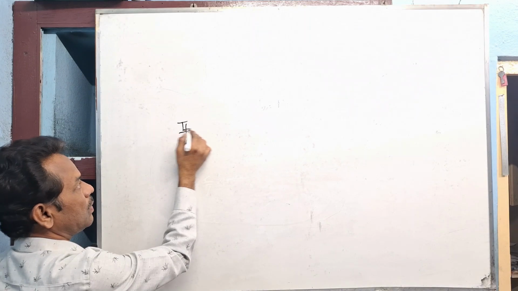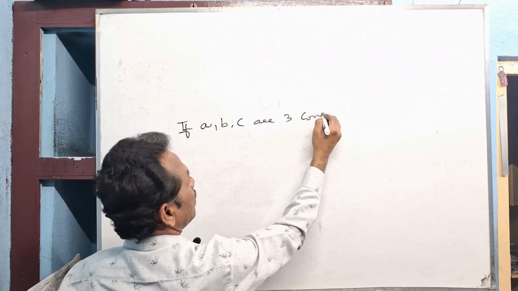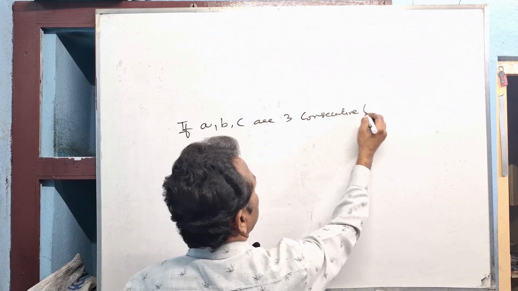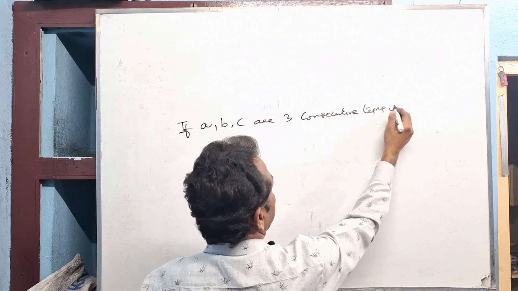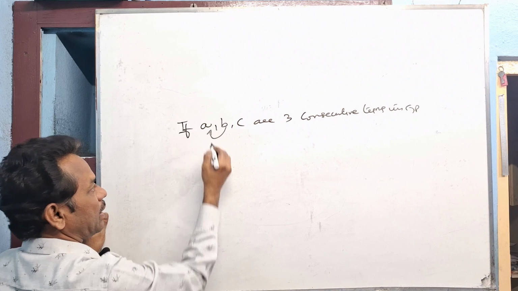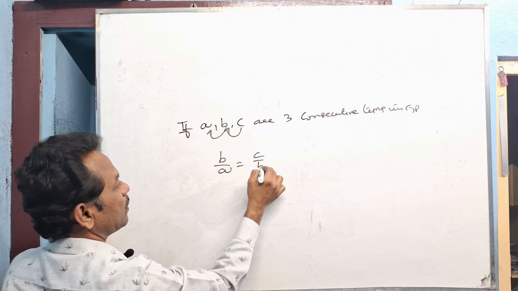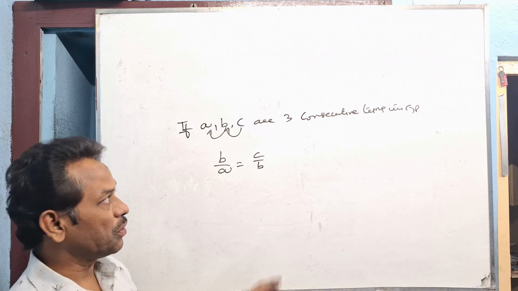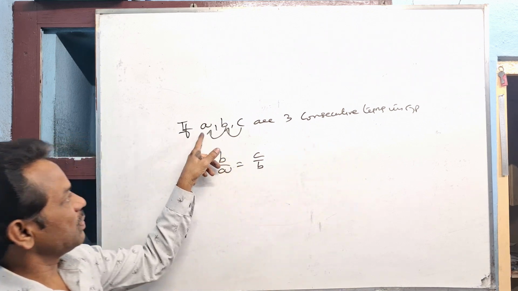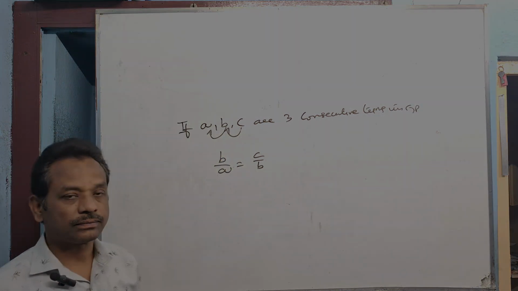If A, B, C are 3 consecutive terms in GP, then we can write B by A equal to C by B. So when 3 consecutive terms are given like A, B, C, we can write B by A equal to C by B.